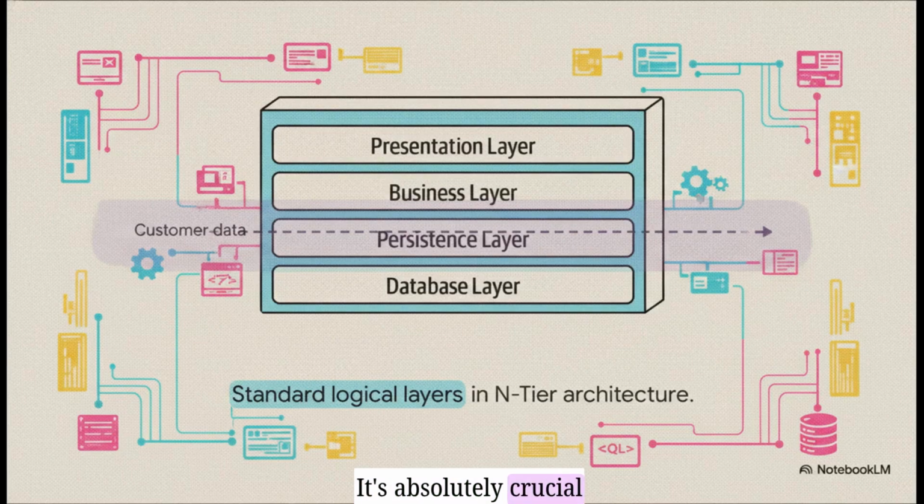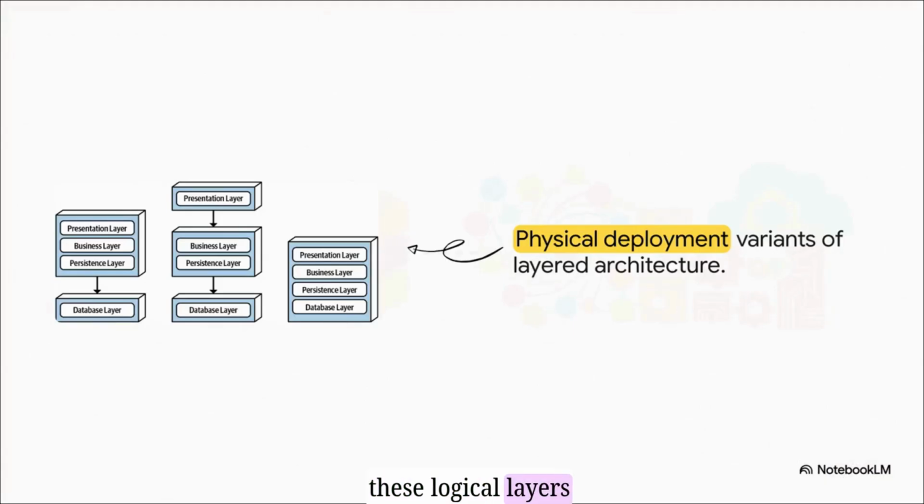It's absolutely crucial to note that this is a technical partitioning. The architecture is grouped by technical roles, meaning a single business domain, say processing an e-commerce shopping cart, is actually smeared vertically straight down across all of those horizontal layers. Now physically, these logical layers can be deployed in a few common topology variants.